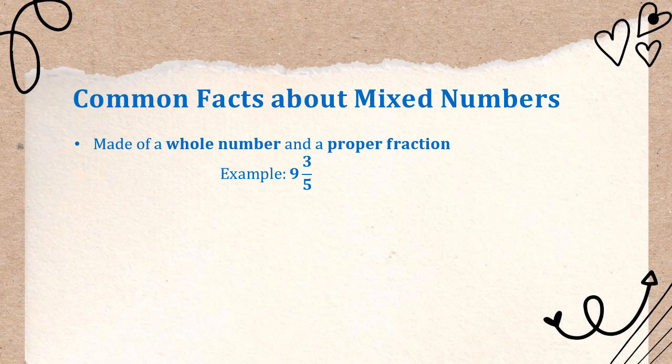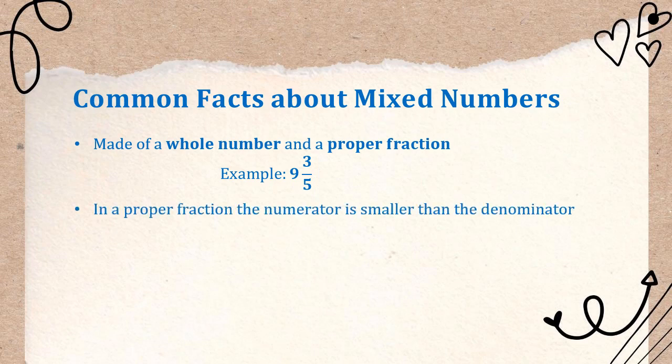Now, a mixed number is a whole number and a proper fraction together. So 9 3/5 is a mixed number because 9 is a whole number and 3/5 is a proper fraction, and that's why 9 3/5 makes it a mixed number. What is a proper fraction? A fraction in which the numerator is smaller than the denominator is called a proper fraction.